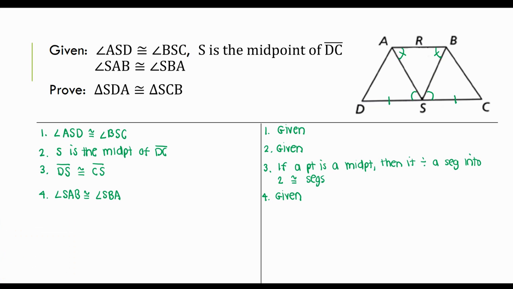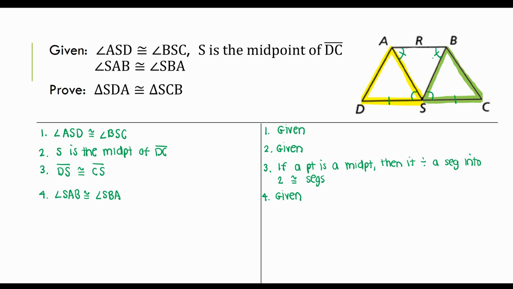So looking at what we're trying to prove, that the triangle SDA, which is this triangle right here, is congruent to the triangle SCB. So looking at the two triangles that I just highlighted, they already have two things marked. I just need one more thing in order to make that happen.